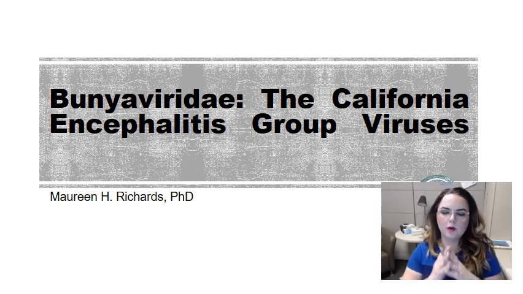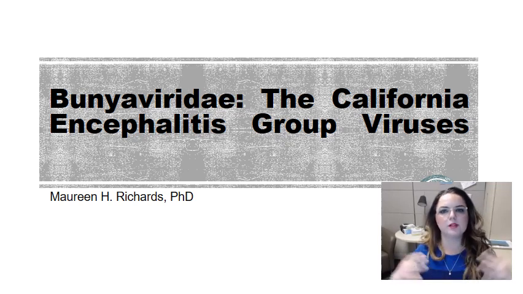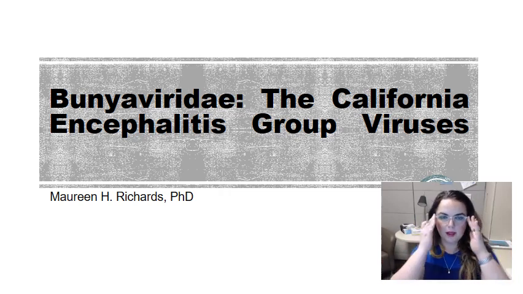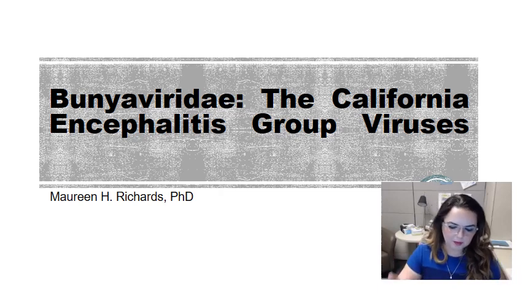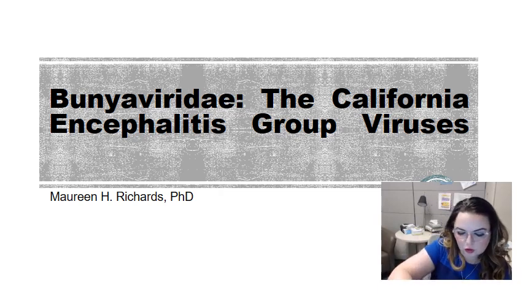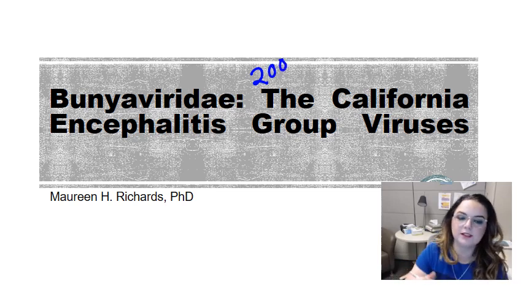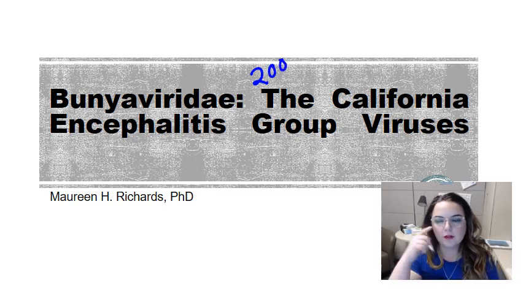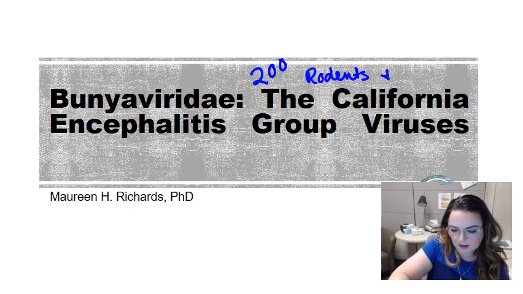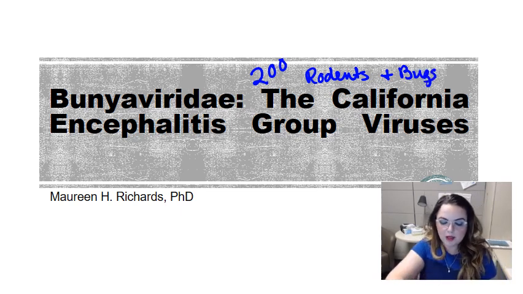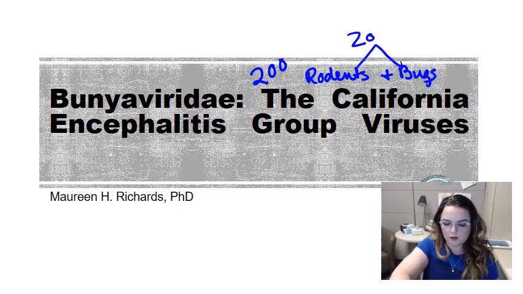In this video, we're going to talk about some members of the Bunyaviridae family. We've talked about the Bunyaviridae family before in host defense, host response, and we're going to bring it back. There are at least 200 different viruses in the Bunyaviridae family. They're an enveloped group of viruses that are associated with two things: rodents and bugs. So arthropods and rodents. What that tells you is they're all zoonotic.